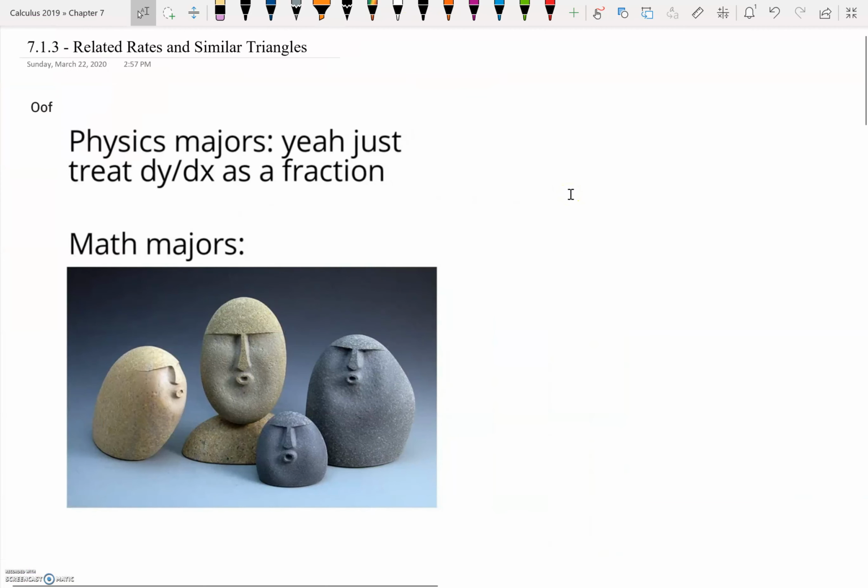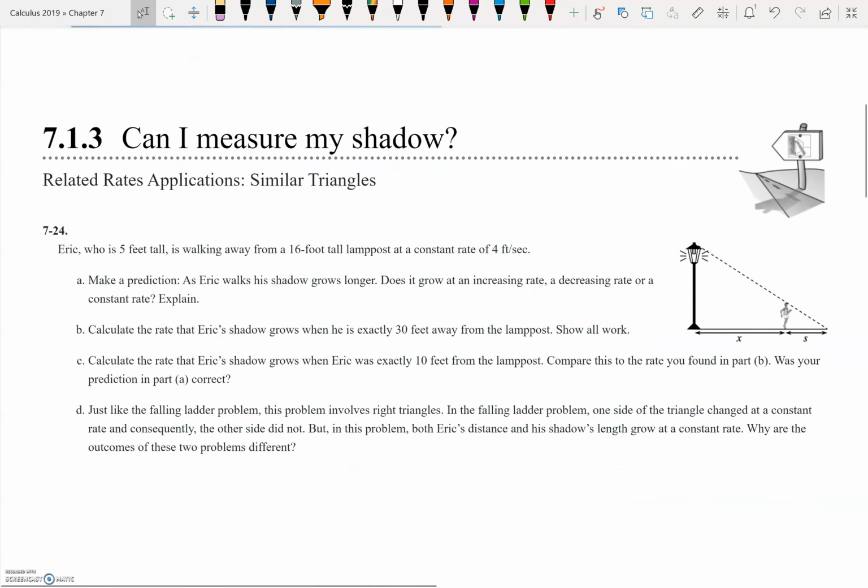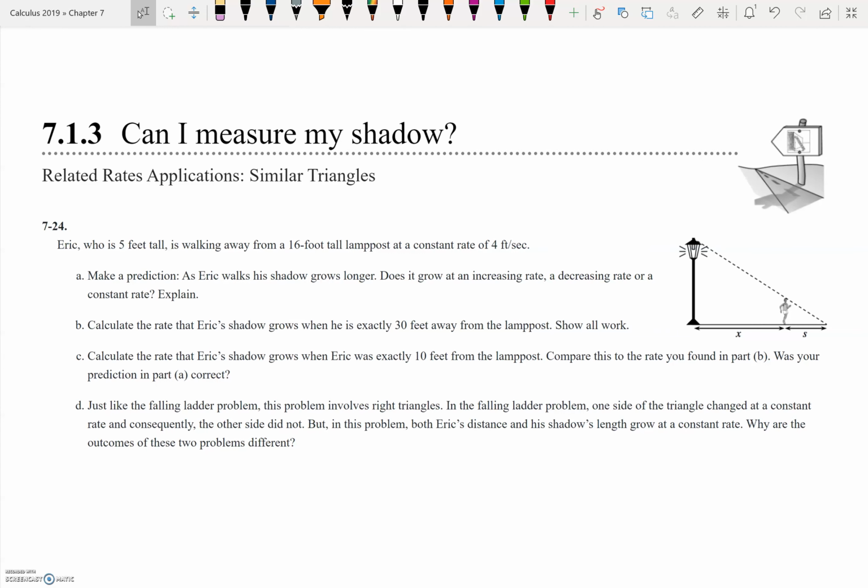All right, so in chapter 7.1.3, we are going to be doing another section on related rates, but this time with similar triangles. So in this problem, we have Eric, who is 5 feet tall, walking away from a 16-foot lamppost at a constant rate of 4 feet per second.